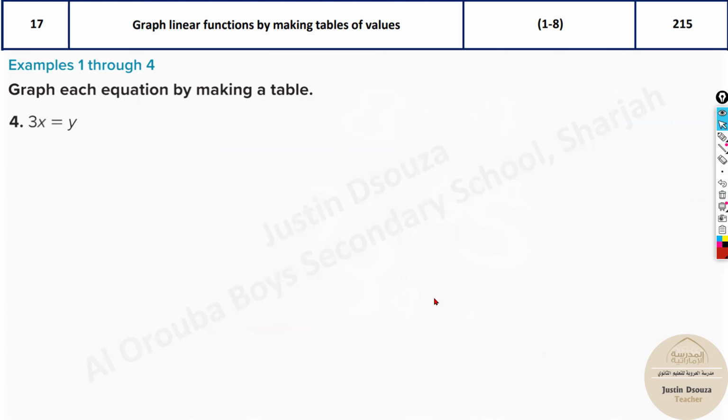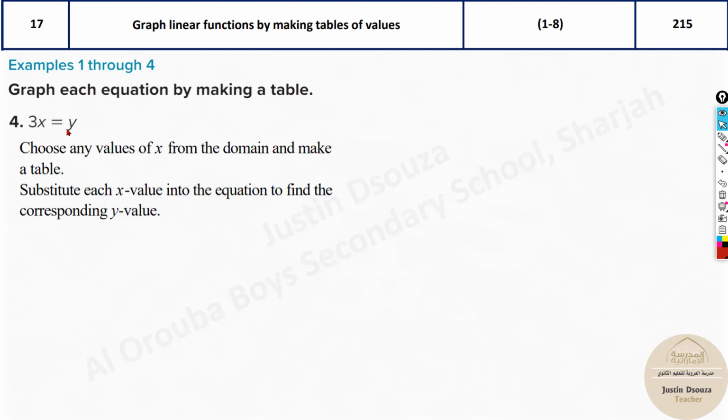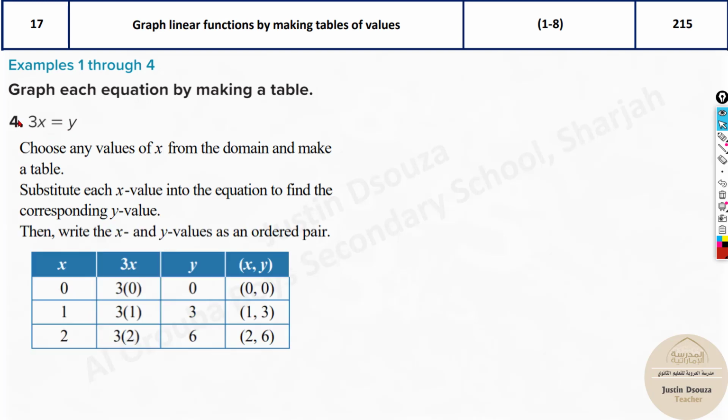I hope this is clear. They're very simple. Now here it is 3x equals y, or y equals 3x. Write it first as y and 3x, and then you can easily do it. Assume x values 0, 1, 2, or even you can take negative, it doesn't matter. Or even 2 values are enough. The minimum 2 values are required. More than that is up to you. So you substitute this over here.